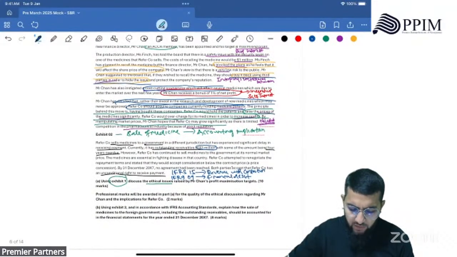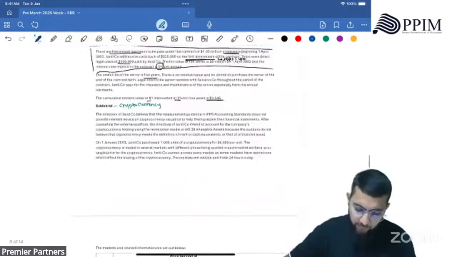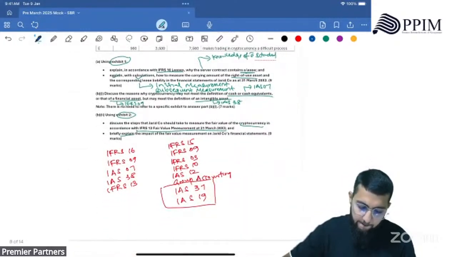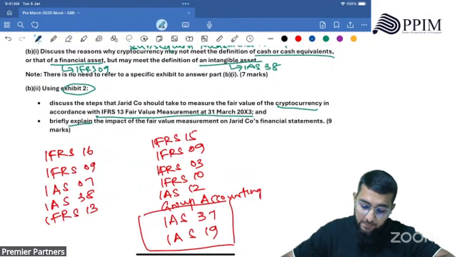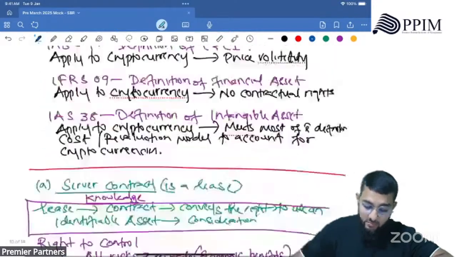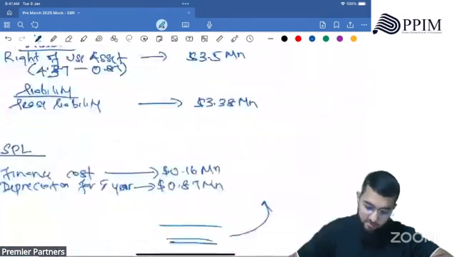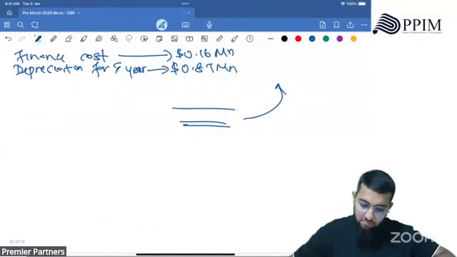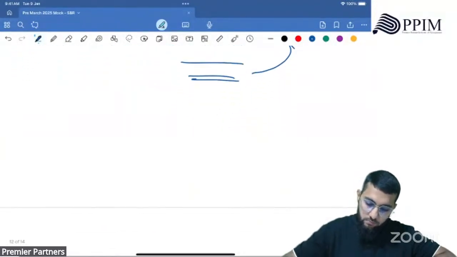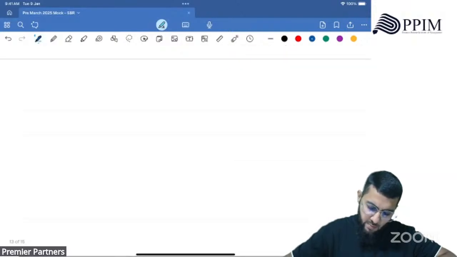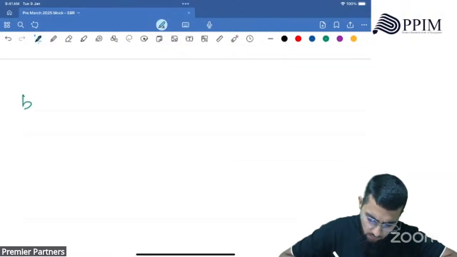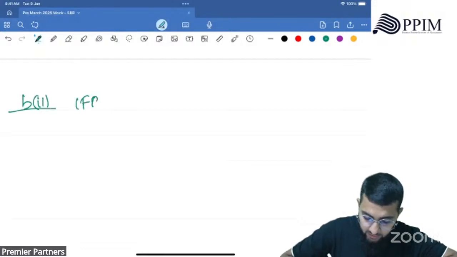B1 also we are done with. Now we have to do B2. Discuss the steps that Jared Co should take to measure the fair value under IFRS 13. So here now, B2, IFRS 13.